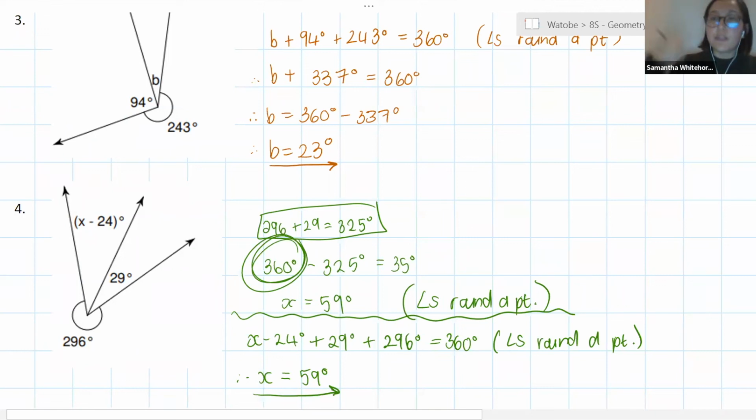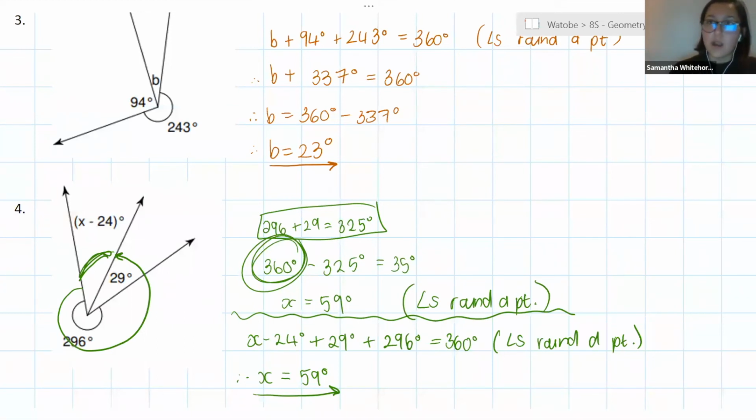So the thinking is really important: if I've already got 296 and the 29, what am I left with? If I've already got these two angles, what am I left with to create the rest of that 360, which is what Mpo was thinking about? Well, I've only got 35 degrees left. So as you said, what number would I have to subtract 24 from to end up with that 35?